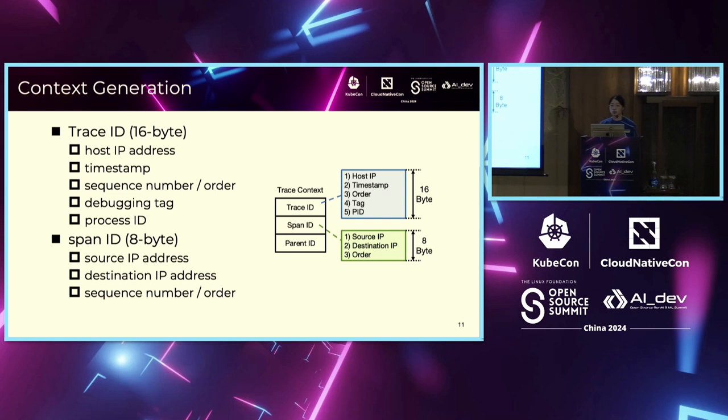We generate the trace contexts using the OpenTelemetry standard. A trace context consists of a trace ID, span ID, and parent span ID, which uniquely identify a span. The trace ID is an 18-byte value that includes the host IP address, the entry timestamp, a sequencing number, a debugging tag, and the process ID.